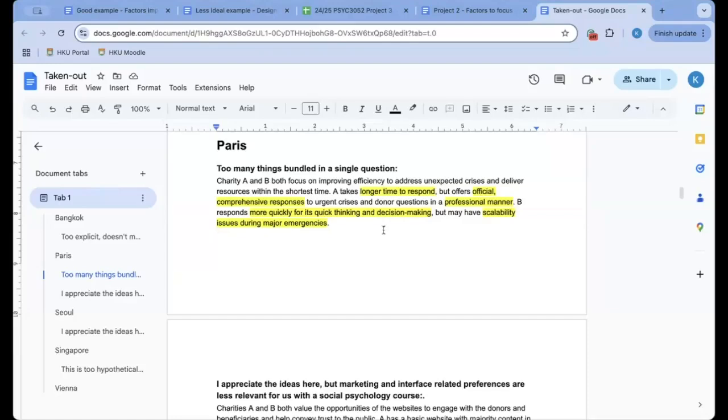1, time to respond. 2, professionalism. 3, comprehensiveness of responses. These are from Charity A, but this is not really reflected in Charity B as well. It seems like Charity B is also looking at different things, looking at decision making and scalability issues. In actuality, it seems like there are 5 factors being assessed here, which is way too much in a single question. It can make participants confused.